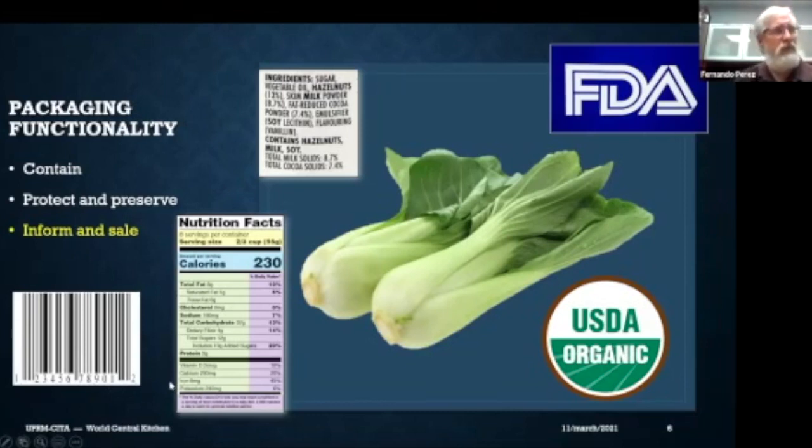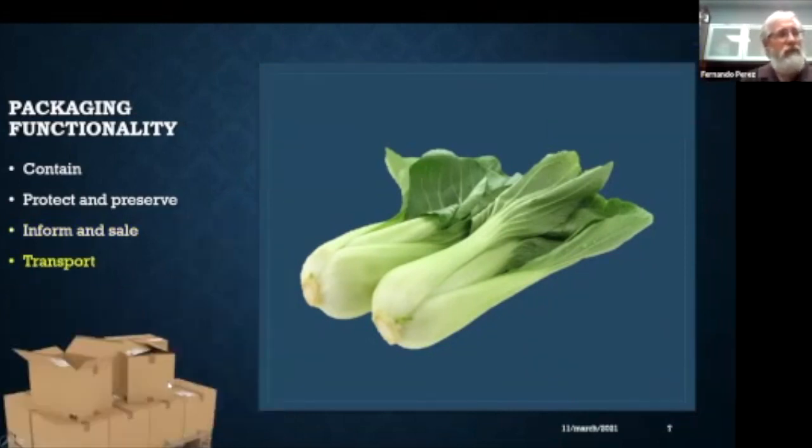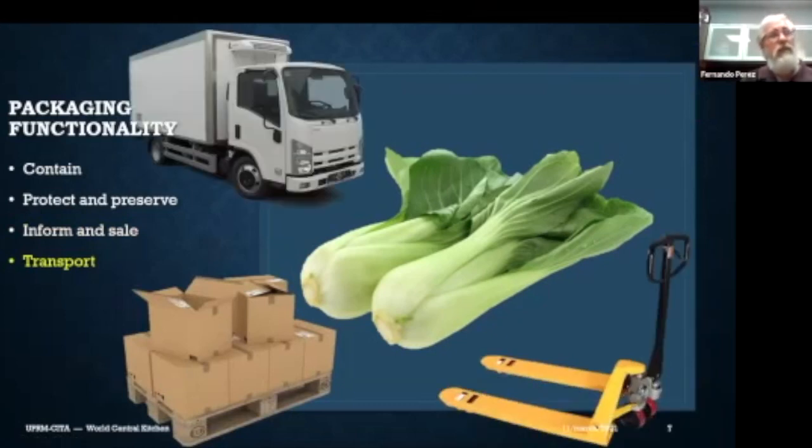Okay, the fourth function or role of the package is transport. And transport has to do with making sure that I can send the product that I put together, that I pack with all my love, and send it out to the consumer the most efficient way possible. And when we talk about efficiency, what we mean is that we want to send the greatest amount of product at the least possible cost, okay? So that's what efficiency of transportation is about.